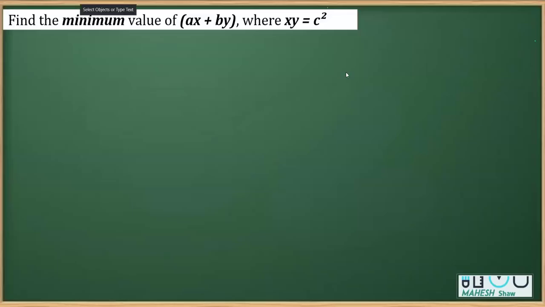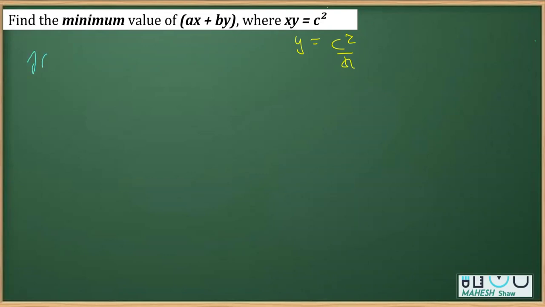In this question from the chapter application of derivatives, maxima minima, we have to find the minimum value for this function where xy is equal to c square. Now, first thing that we'll do is to obtain y from here. If you get y from here, it's c square by x.